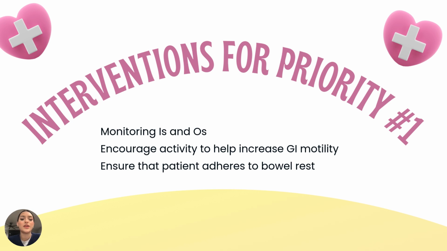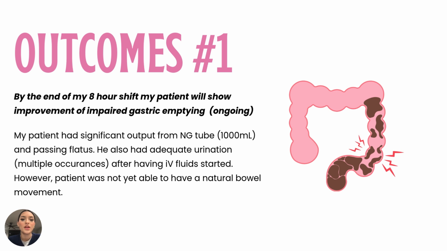Those would all be signs that his emptying was improving. So, the main interventions that I would do for this priority to be met are monitoring his intake and output, encouraging activity to help increase his motility, encouraging him to move around and try to make his gut motility increase, and then ensuring that he adheres to bowel rest. This patient was placed on bowel rest as soon as he had that NG tube in. And so, just doing a lot of patient teaching on why he's on bowel rest and making sure he adheres to that.